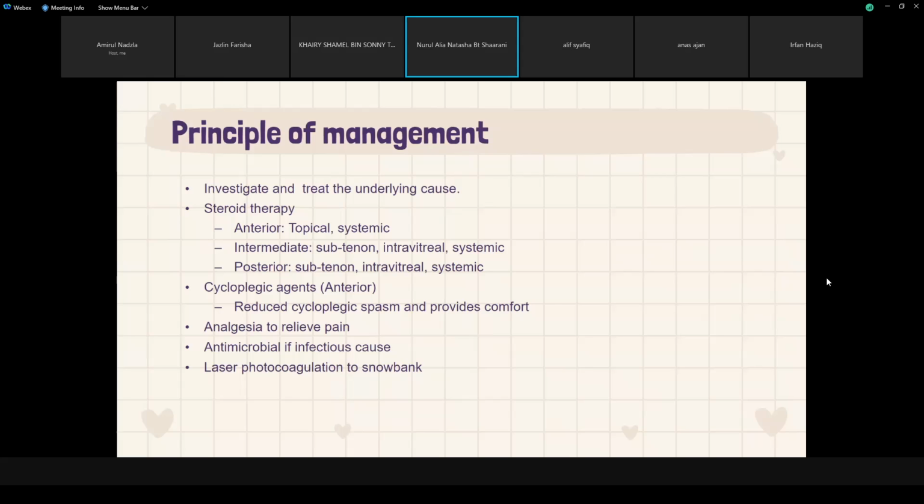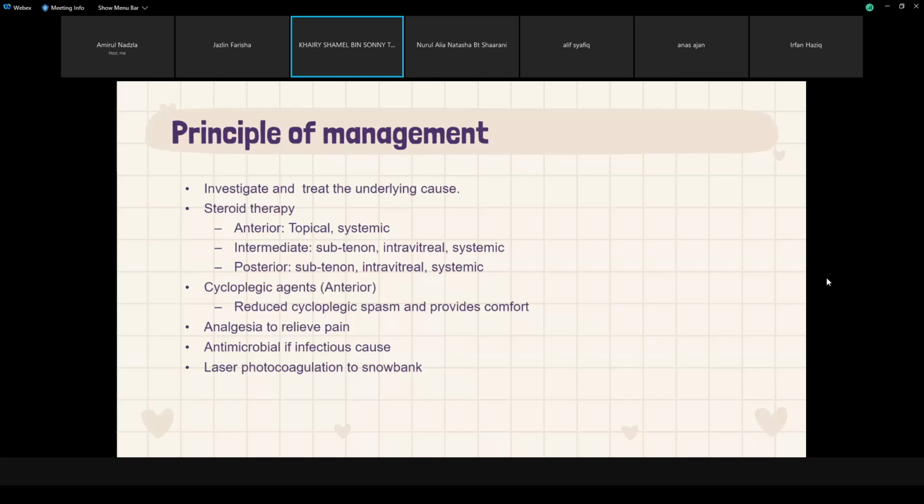So for the principle of management of uveitis, first of all, we have to investigate and treat the underlying causes. And very important, number one, investigate and treat the underlying cause. Because the mainstay of uveitis treatment is steroid, because we want to control the inflammation.